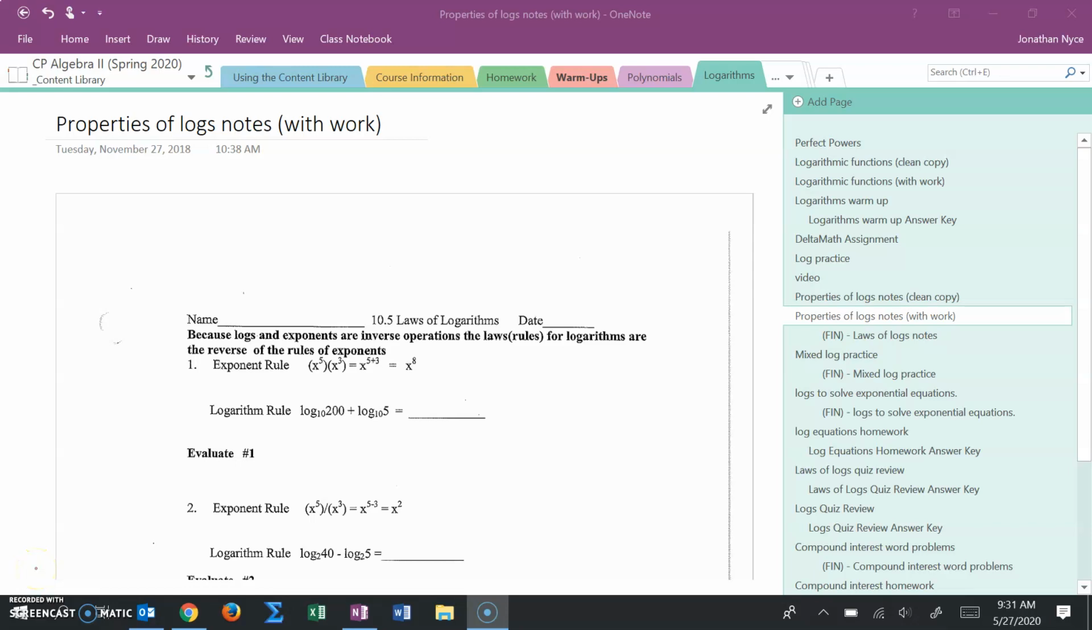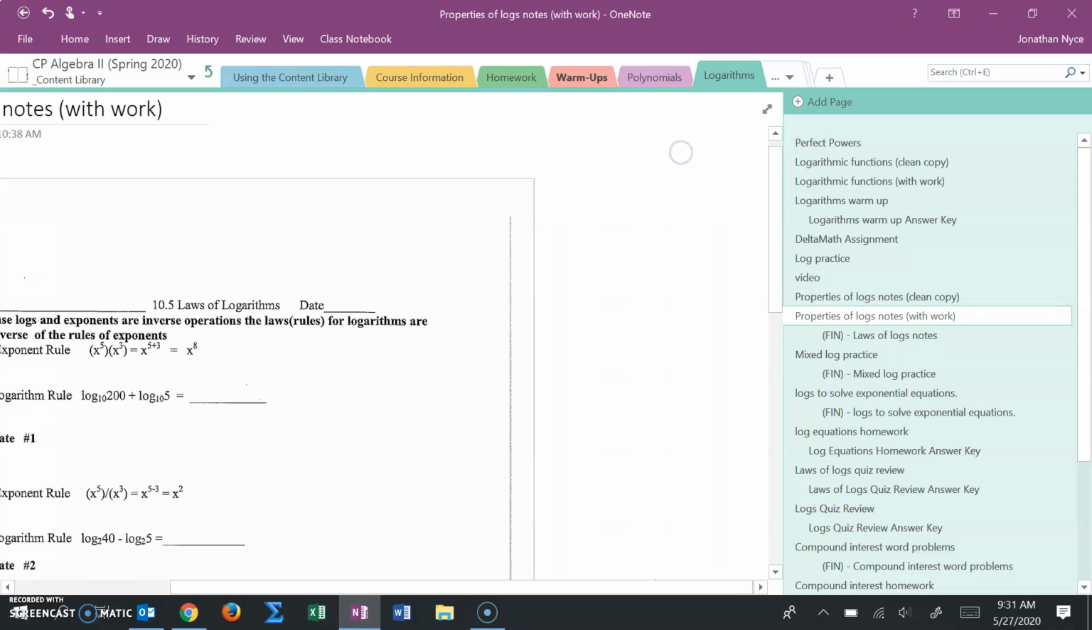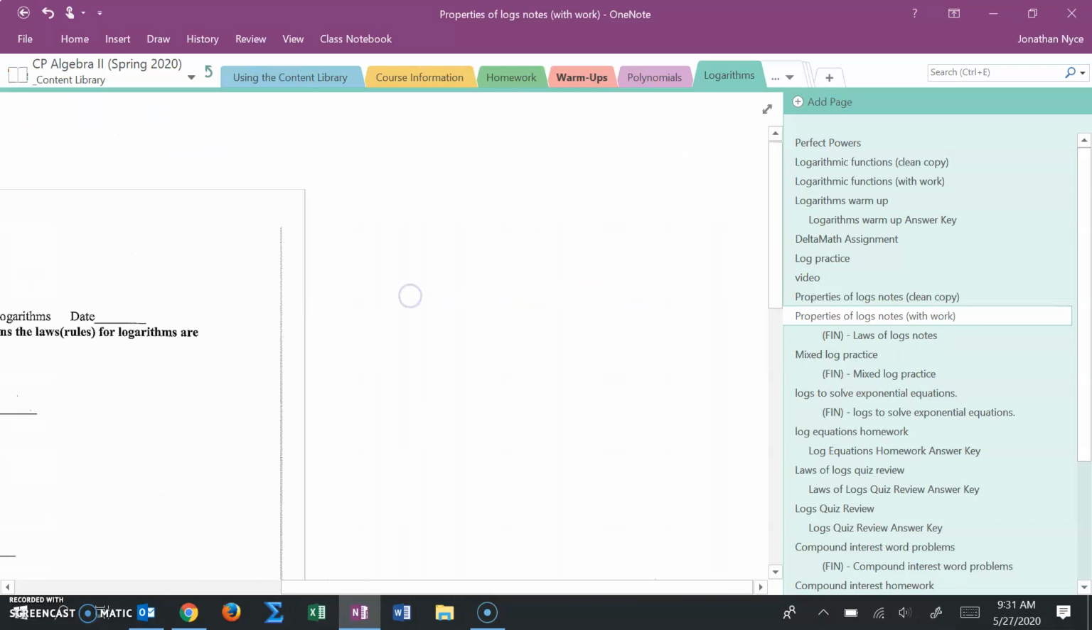Today I'd like to go over some of the properties of logs. There's several properties, but we're going to look at three primary properties today. So to start, let's look at a couple examples that we're familiar with already. We have log base 2 of, say, 4 plus log base 2 of 16. We want to find what that's equal to.